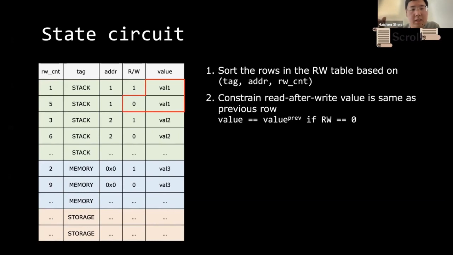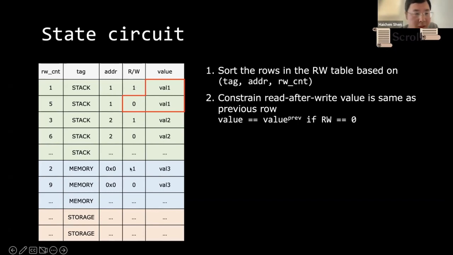So after you sort that, then you can constrain this read-after-write property. If the current operation is a read, that means the value you read should be the same as the previous row. This also simplifies things a little bit. It means it's not the first row for this address. If it's the first row, then you have a separate logic.